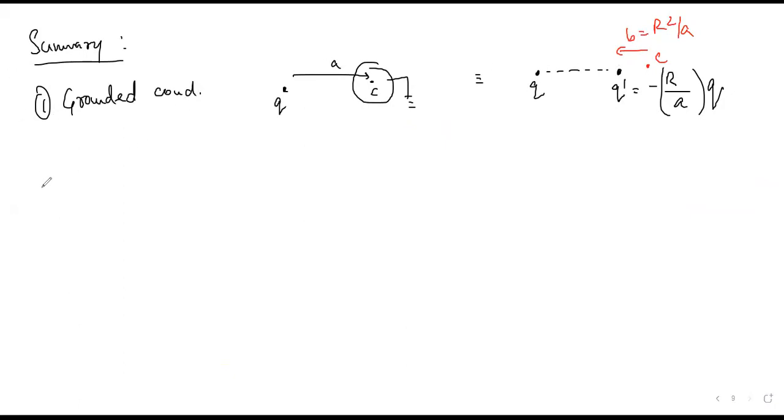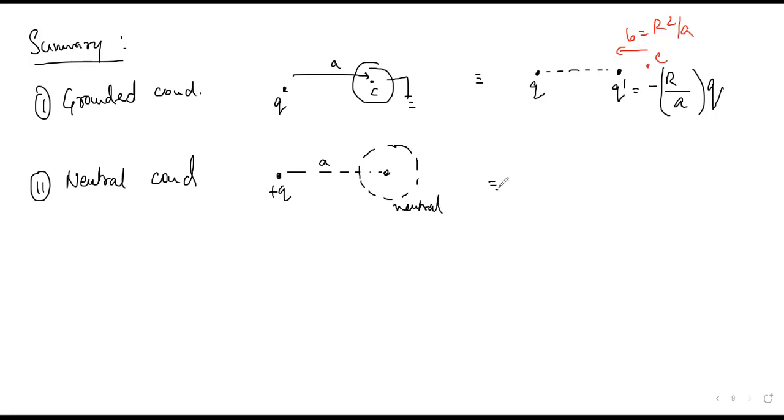The second case is if it is a neutral conductor in front of a charged particle, the same distance A away. Then how do you solve problems based on this? You will replace them by 3 charges: a Q, one minus Q dashed and one plus Q dashed. Same distance B, which is R squared by A from the center of the conductor, and Q dashed is still R by A into Q.